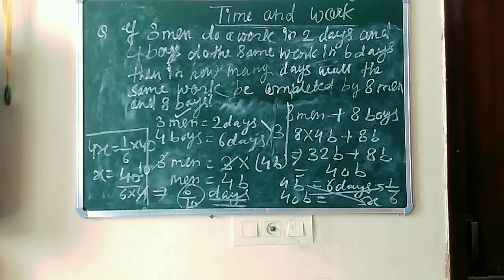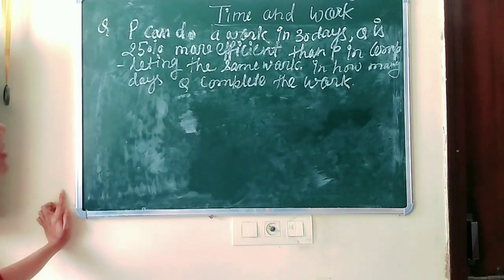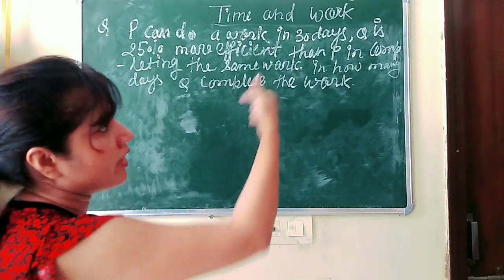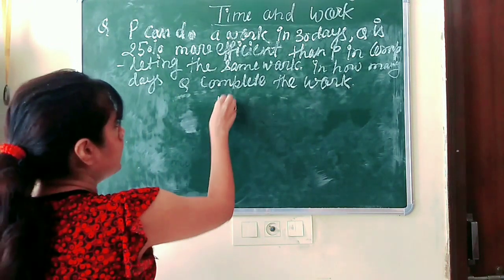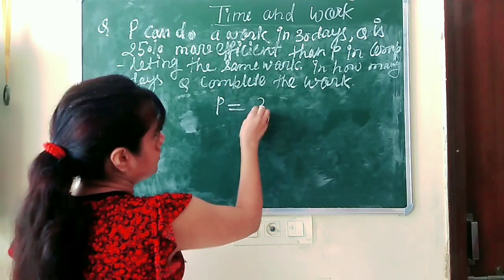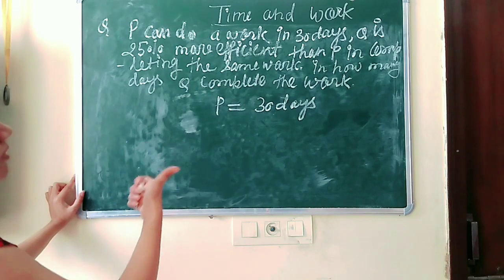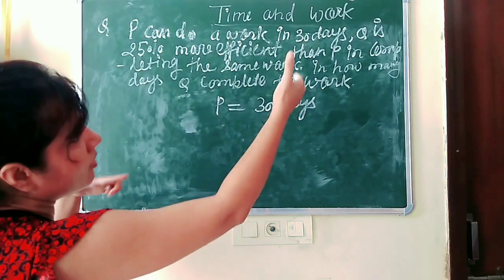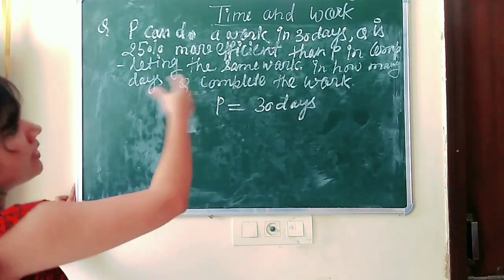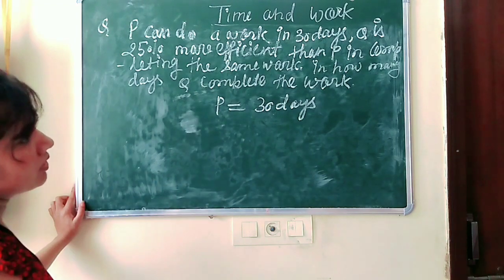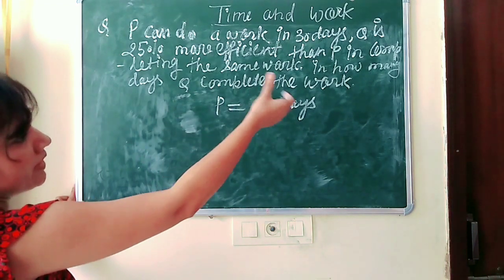Just take a screenshot. So next question is, P can do a work in 30 days. Q is 25% more efficient than P in completing the same amount of work. In how many days will Q complete the work?